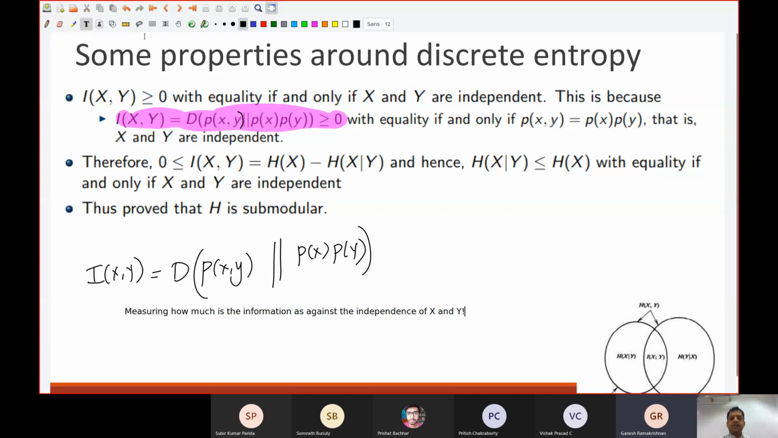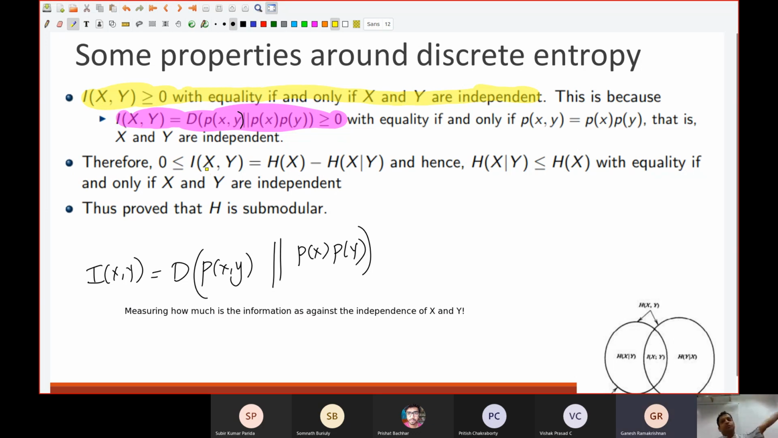Okay, so with that, this means that equality holds only if Pxy is equal to P of x into P of y, at every point. That is, x and y are independent. So with all this ammunition, we have the final result that Ixy is greater than or equal to 0, with equality if and only if x and y are independent.